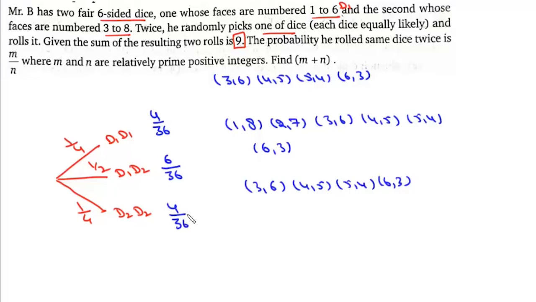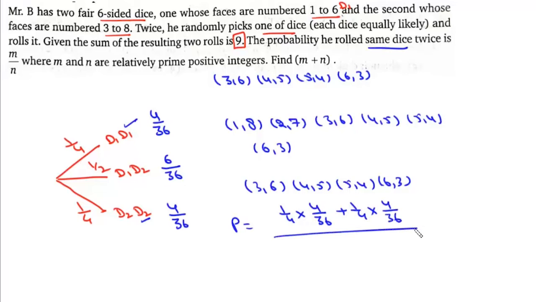Now we need to find the probability that he rolled the same dice twice. So that means either this case or this case. Now it's a Bayes theorem question. So this probability will be this 1 by 4 into 4 by 36 plus 1 by 4 into 4 by 36, divided by 1 by 4 into 4 by 36 plus 1 by 4 into 4 by 36 plus 1 by 2 into 6 by 36.